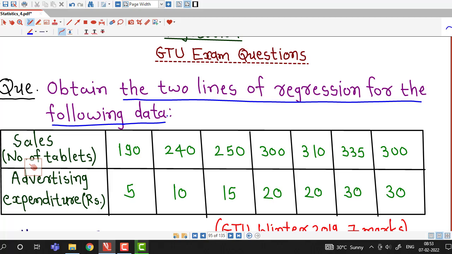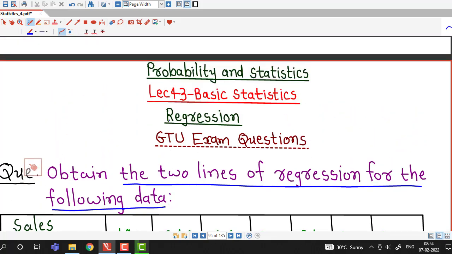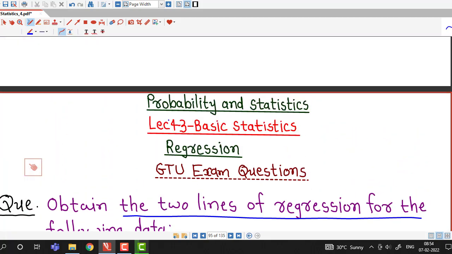In earlier lecture we have discussed how to find out line of regression using method of least squares, but if it is not specified that use method of least squares, then it is advisable to use another method, because in method of least squares we require more work as compared to another method. So if you recall, in lecture number 41 we have discussed another form of regression line of y on x as well as x on y.